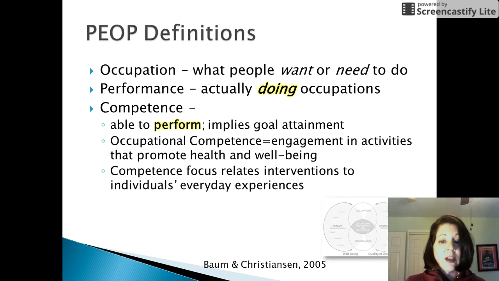So they define occupations much like the OT practice framework, what people want or need to do. Performance is when you do the occupations, and they also use the word competence, much like model of human occupation. Competence means that a person is able to perform, and it implies goal attainment. So there's an idea that there's a goal in mind. So that takes us back to some of our OT practice framework definitions of occupation, that there's always a goal involved.